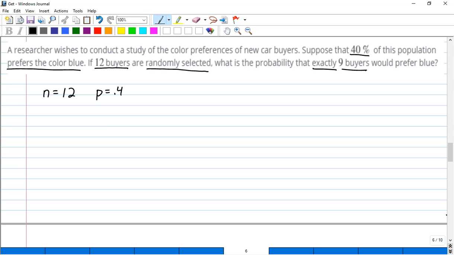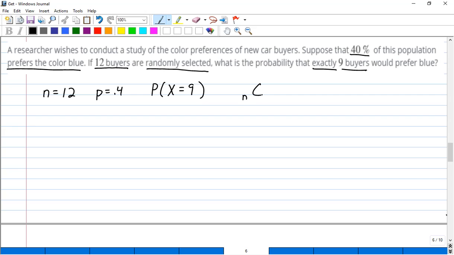All right. Now, I want to know the probability that exactly 9 buyers would be selected out of the 12. So I want the probability that x equals 9. So it didn't say greater than or equal to 9. It didn't say greater than 9. It said exactly 9. So when it says exactly, we just have to work out one problem. Okay? So let's apply our formula.